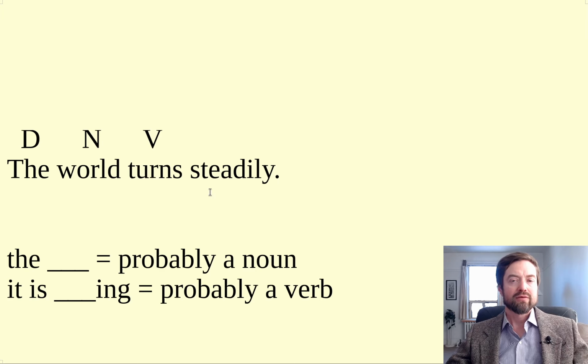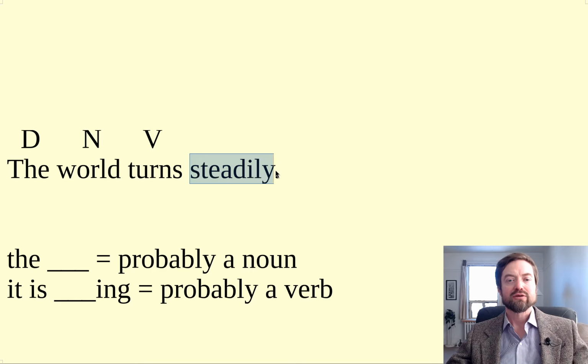And then the last one, steadily. This one is describing the turning. It's one of those extra words, and one thing you can see about it is that it's optional, because you could just say "the world turns," and that would be a complete sentence. Whereas you cannot remove the word turns. You can't just say "the world steadily." You can't remove world. You can say "the turns steadily." But steadily is one of those words that's easily removed and you still get a complete sentence.